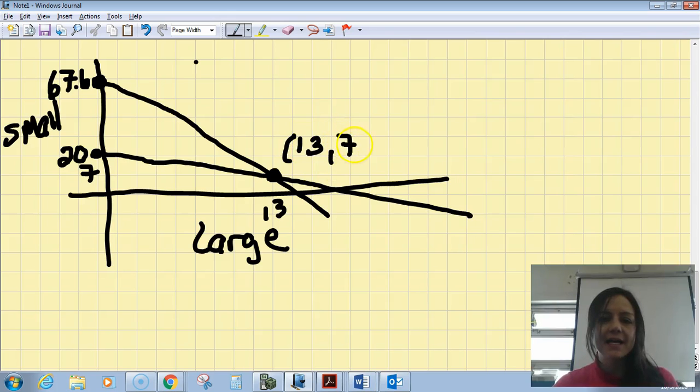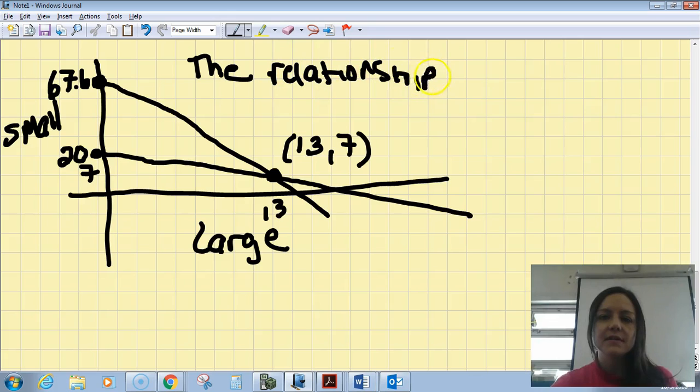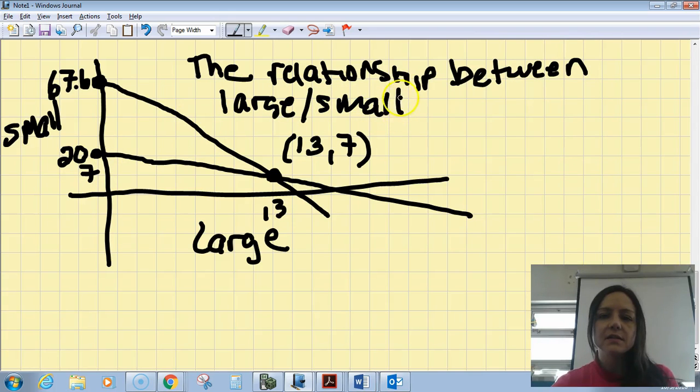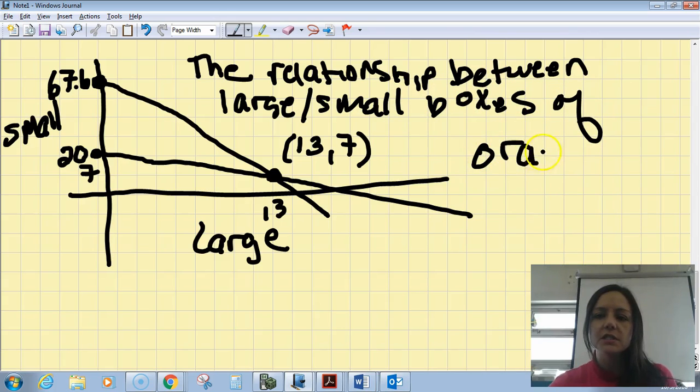13, comma, 7. And this could be the relationship between large and small boxes. I love to have my graph titles as the relationship between large, small boxes of oranges. The bell's about to ring and interrupt me, which is why I'm hurrying here.